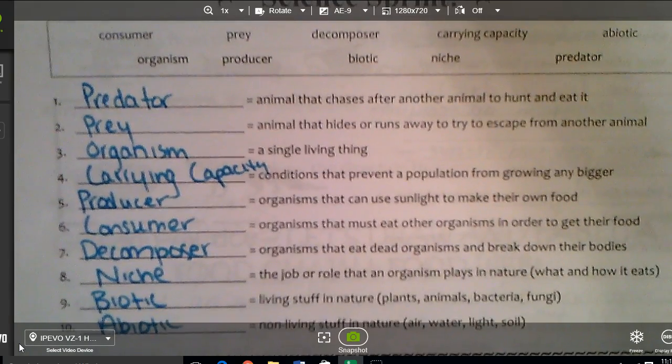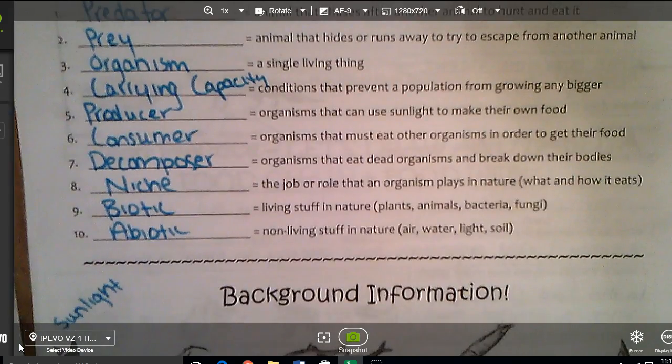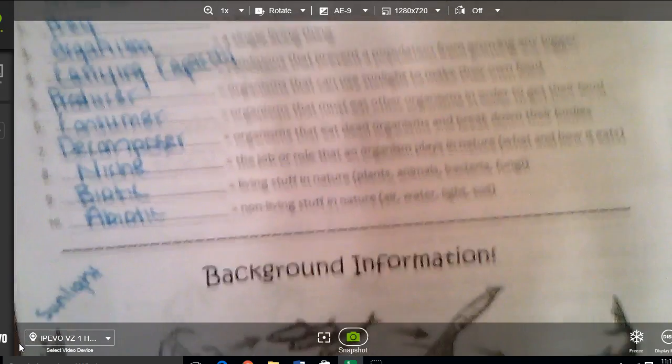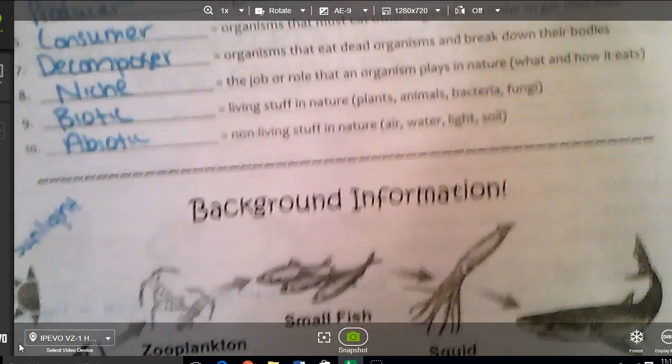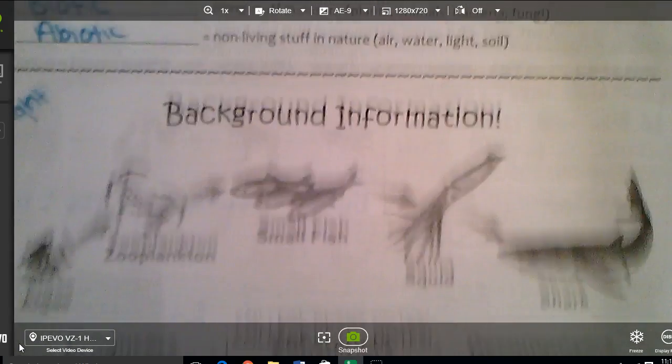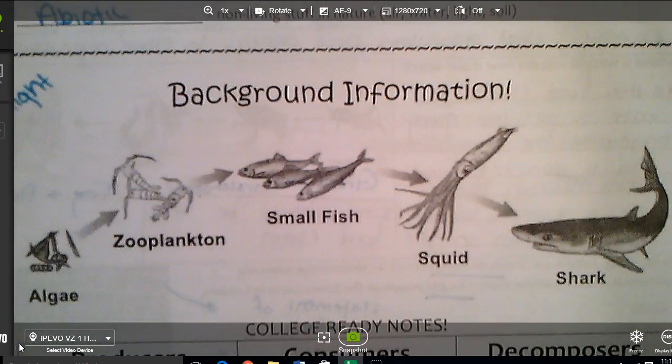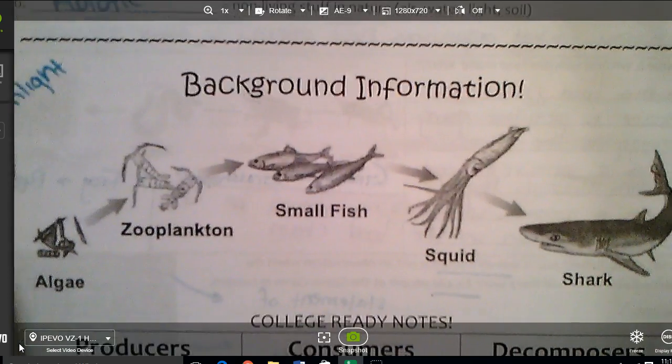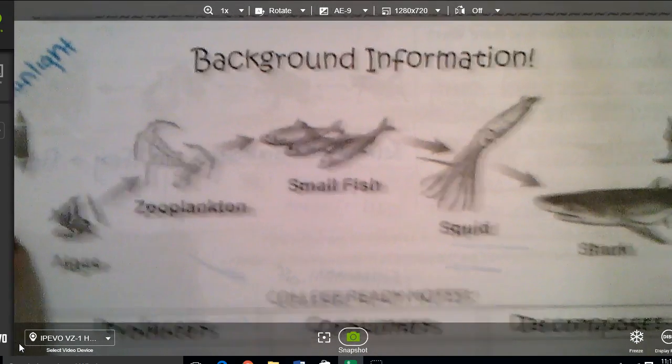Now, once you are done, we're going to move down to the bottom to take some notes. Again, if you need to write down those vocab words at the top, go ahead and pause the video to do that. So looking at our background information, what are we talking about today? We are talking about food chains and food webs, one of my favorite topics.